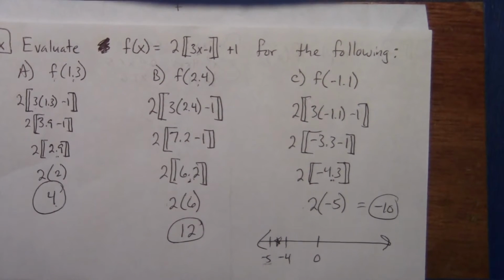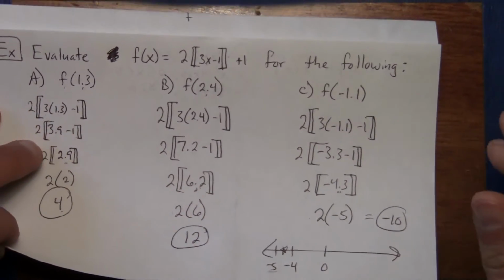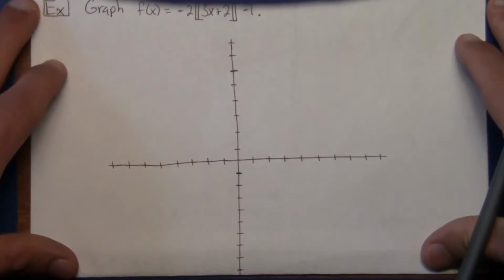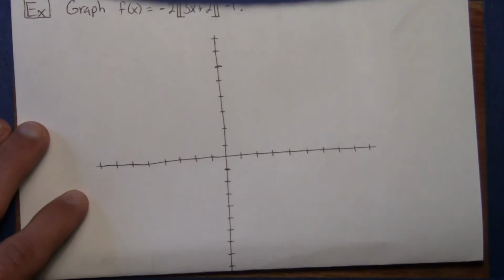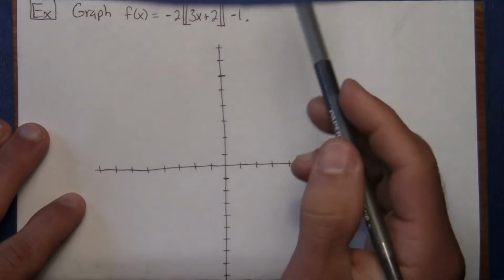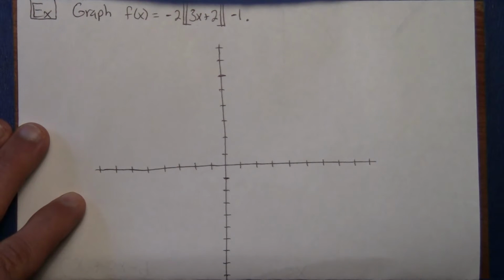So there is how you evaluate with a step function. The second one, like I said, that I was going to do for you is graphing a step function. The step function that we are going to graph is f of x equals negative 2 times, inside it's 3x plus 2, minus 1.